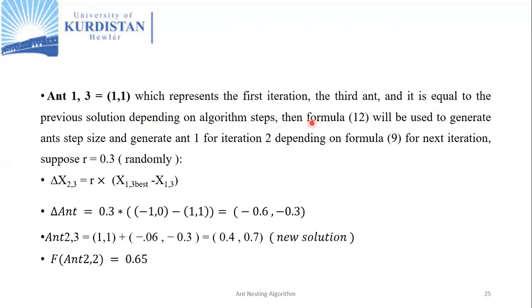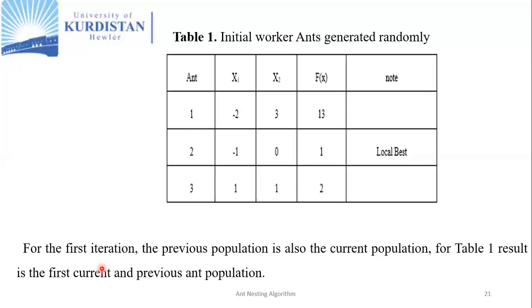If you go back to the table, then equation 12 is used to find the step size and to generate the ANT for the next iteration. We use equation 9. So here is equation 12, and this is equation 9. And now we found the fitness 6.65 for ANT3.